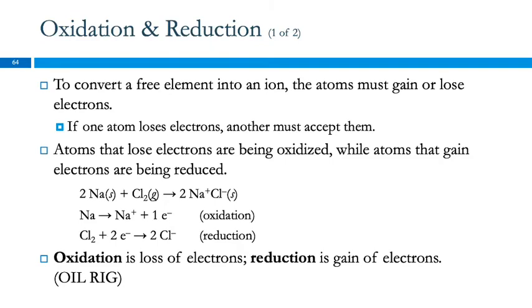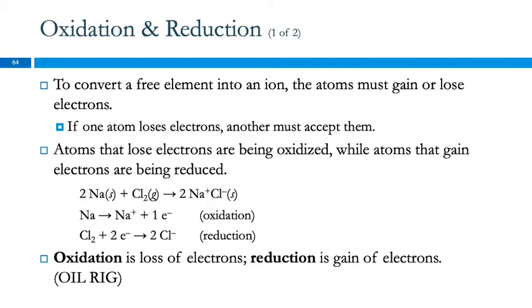For an element to become an ion, it must gain or lose electrons. If one atom loses electrons, another atom has to accept them because the electrons have to go somewhere. There's no homeless shelter for unwanted electrons. They have to go from one thing directly to another. If one atom gains an electron, that electron has to come from somewhere. You can't go to the store and buy electrons. You have to get them from someone.